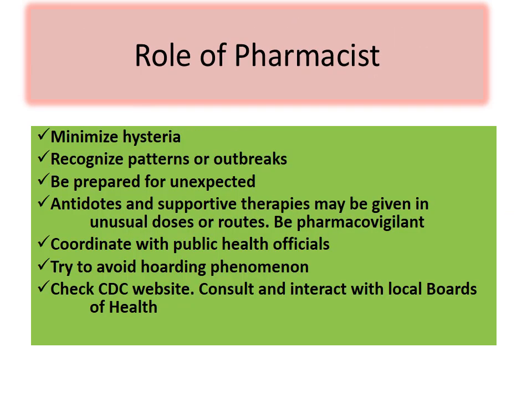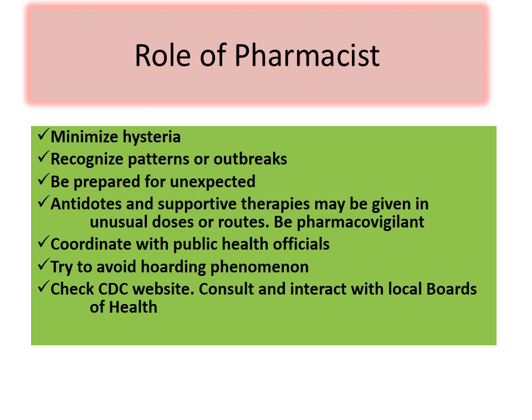And then finally, as I said earlier before I began the lecture, what's your role as a pharmacist? I'm going to ask you as well. Well, the most important role that you may have is don't panic. So you have to minimize hysteria, because many times things are blown out of proportion. You have to recognize the pattern or outbreak. You have to be very cautious. You have to be prepared for anything, even unexpected. And you have to make sure that the antidotes or supportive therapies are given, maybe given in unusual doses or route. So what we call is pharmacovigilance. You have to be pharmacovigilant, and you also have to coordinate with the public health officials.